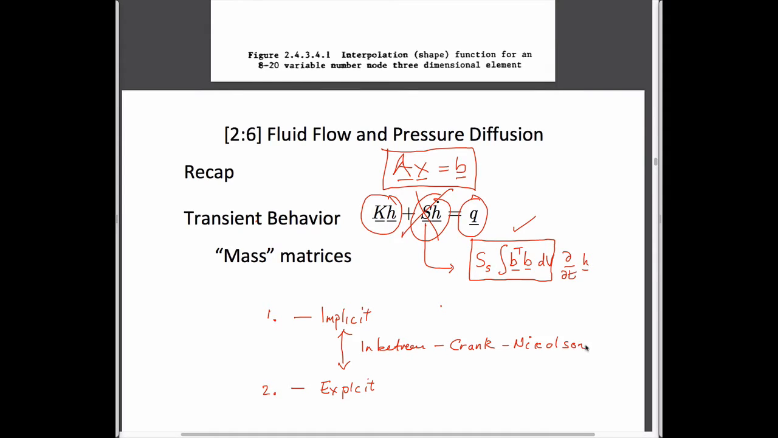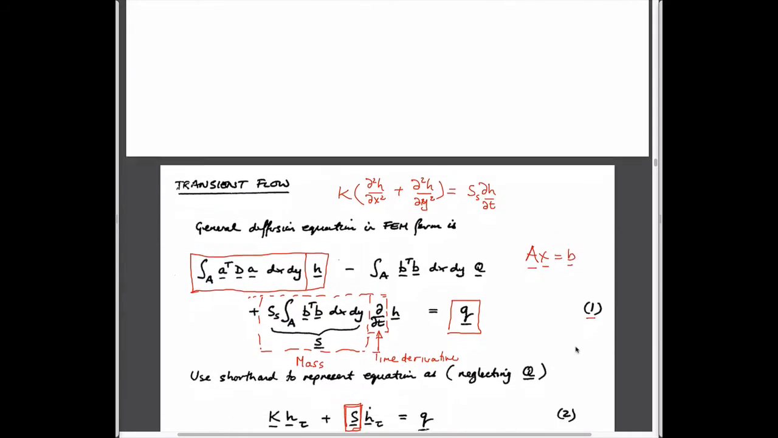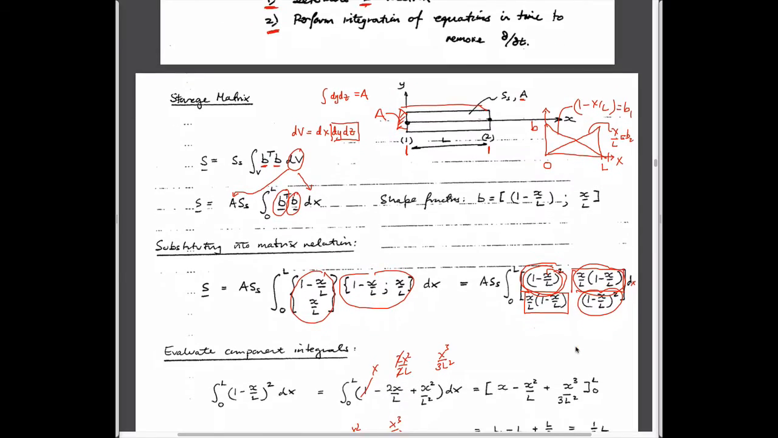N-I-C-O-L-S-O-N. Two people's names. Crank and Nicholson. Crank is a very famous person who worked on diffusion problems. Don't know who Nicholson was. There's a book on diffusion by Crank.